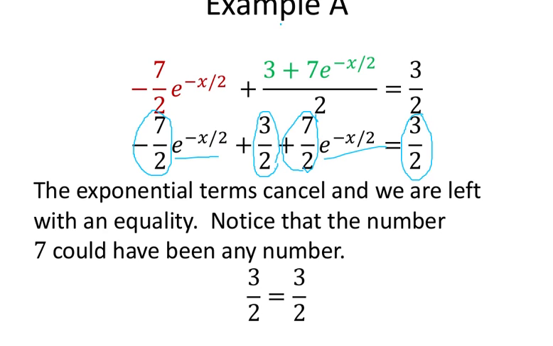So these 7/2 are going to add up and cancel out. These are going to cancel as well because they're multiplied by it. It would be multiplied by 0. And we're left with 3/2 equals 3/2. This is definitely true. So it means that this actually was a valid solution.